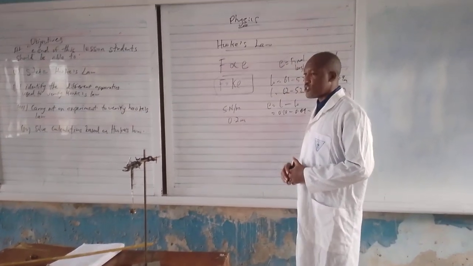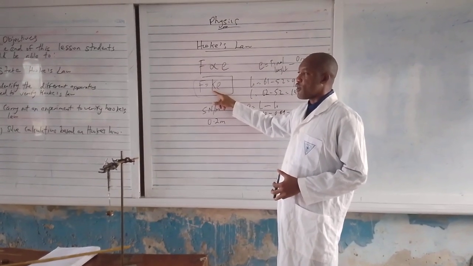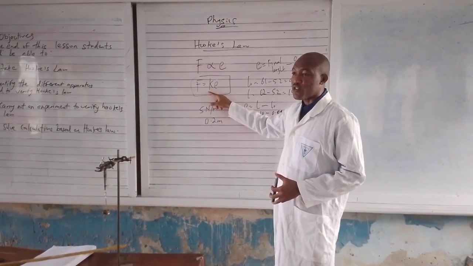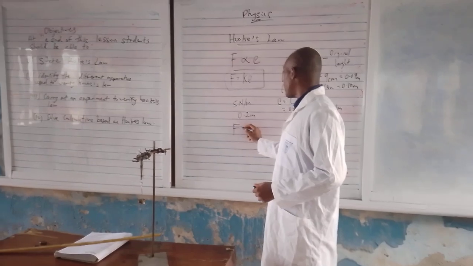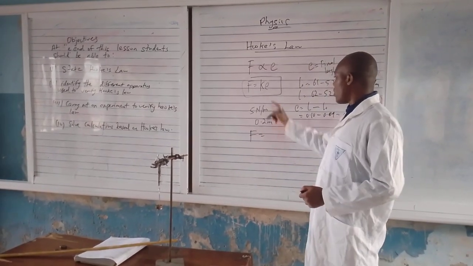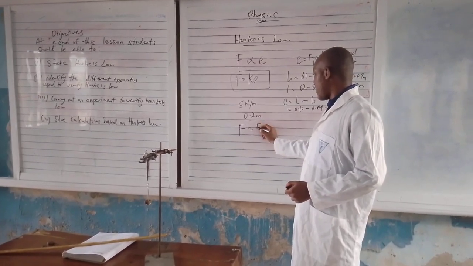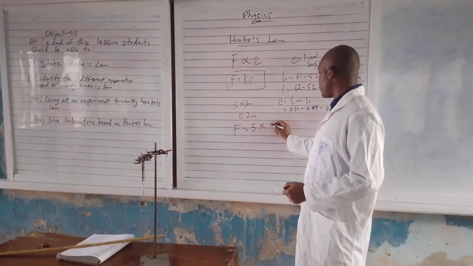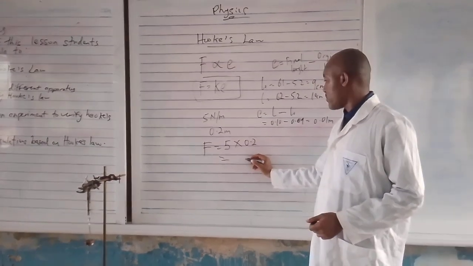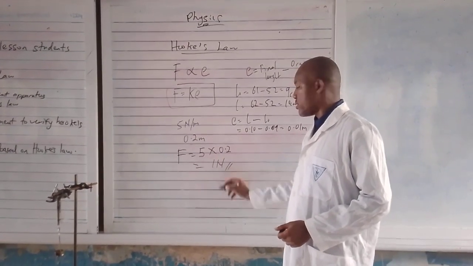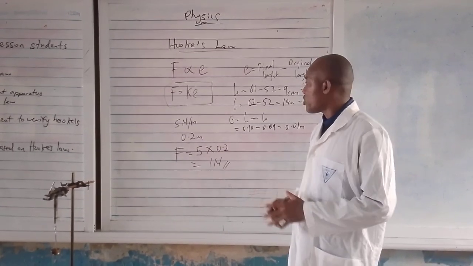Now, in solving this question, stiffness is the same thing as the constant, so take note. Sometimes they may call it stiffness, sometimes they may call it the constant of the elastic material. They are saying the same thing. So the force applied according to the formula is equal to the stiffness K times the extension. K is 5 times our extension 0.2. So the force applied thus becomes what? 1 Newton. Okay? 1 Newton.